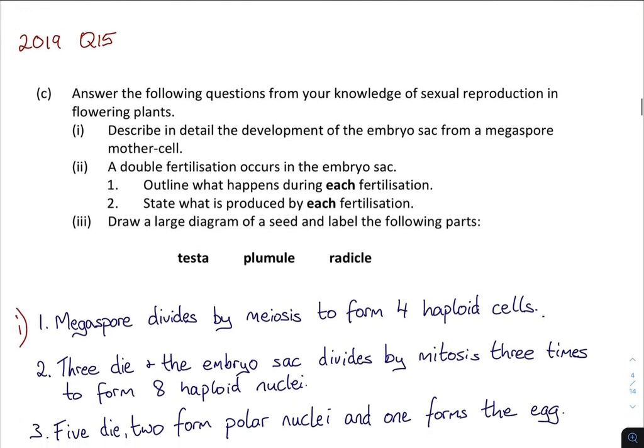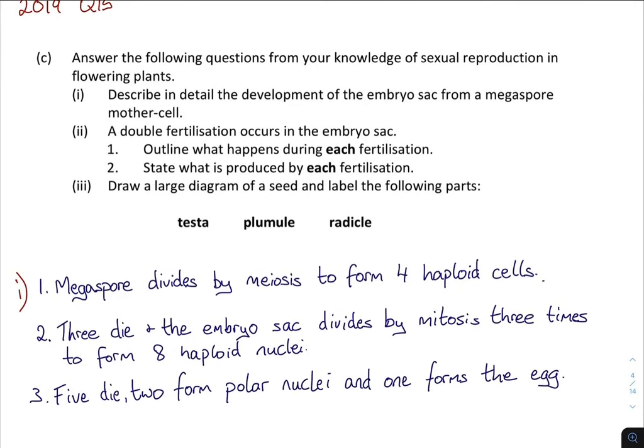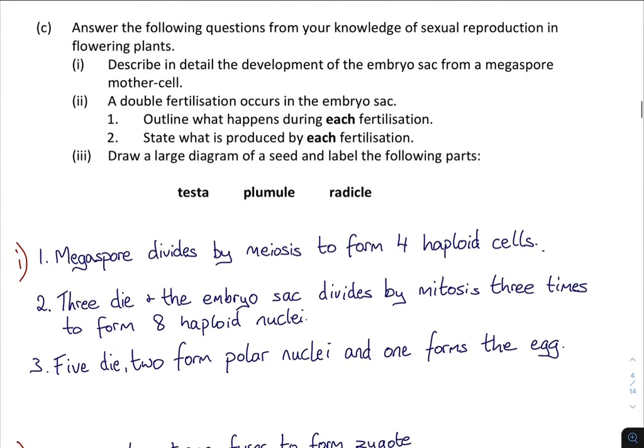2019. Describe in detail the development of the embryo sac from a megaspore mother cell. Okay. So basically what they want to do is, how was the egg and how were the polar nuclei formed? So this is for the female version of it now. So the megaspore divides by meiosis to form 4 haploid cells, which is standard enough. Meiosis always produces 4 haploid cells.